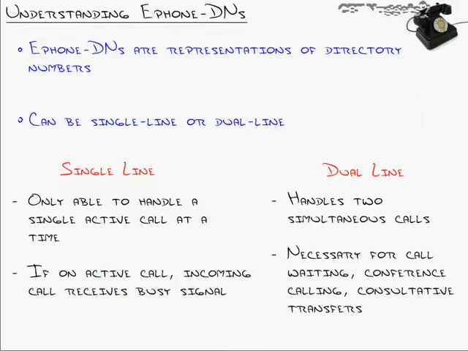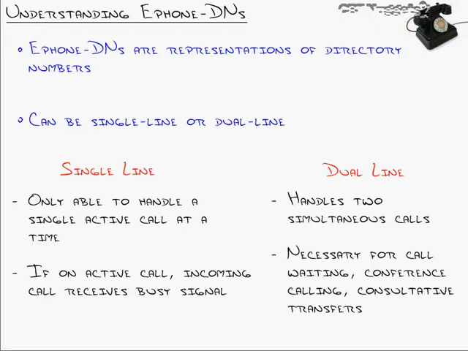The ePHONE-DNs, as I mentioned, are representations of directory numbers. So as you create these ePHONE-DNs, you're actually creating the numbers that will be assigned to the phones. These things can be single line or dual line in their configuration. When you first create the ePHONE-DN, I can say this is single line or dual line. Here's the difference. Single line is only able to receive one call at a time, and you can only have one active call at a time.